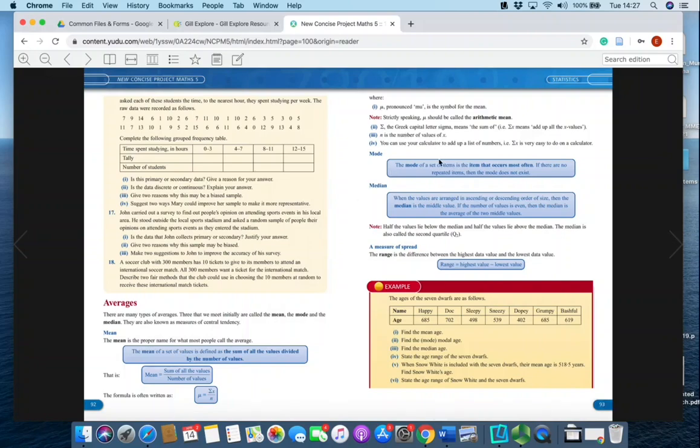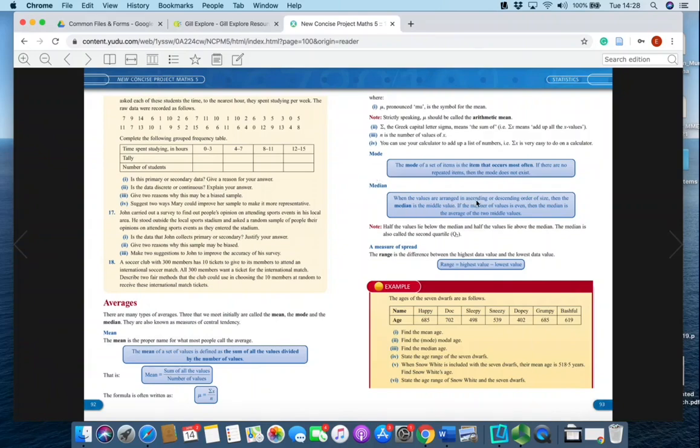The mode then is the easiest one. There's no real calculation for it. It's the value or the item that occurs most often. Sometimes there's no mode. Sometimes there's 2 modes, and in that case your data is bimodal. And sometimes there's loads of numbers, and in that case there is no real value that occurs most often, so there's no mode.